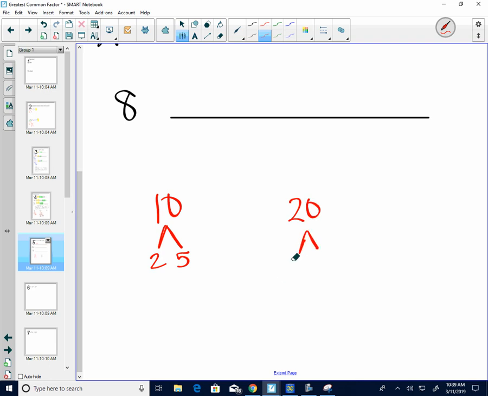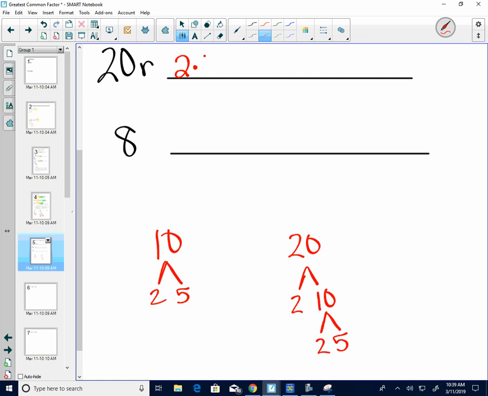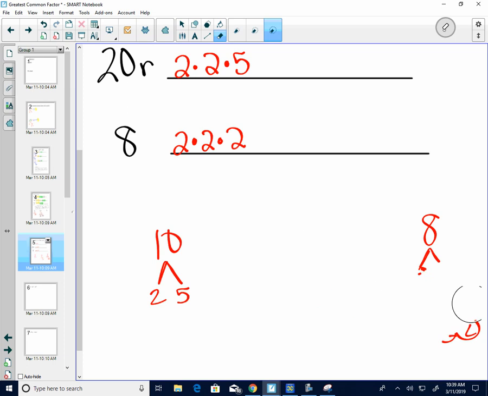So then I have 20r, so I'm looking at the 20. What can I factor out of a 20? Well, I know I can do 2 times 10, and then I know 10 factors to 2 and 5. So 20 is 2 times 2 times 5. And then I have an 8, and I know that is 2 times 4. And then to get 4, I do 2 times 2. So I just remember, pick the ones at the end of the tree. So that is 2 times 2 times 2. So then I'm done with this. This is just notes on the side, so you can erase it or just work it on a scrap sheet of paper.